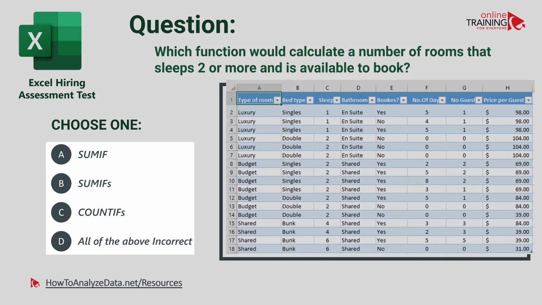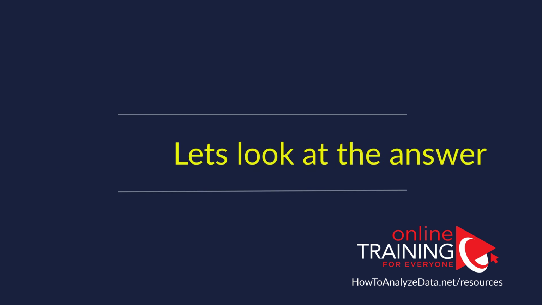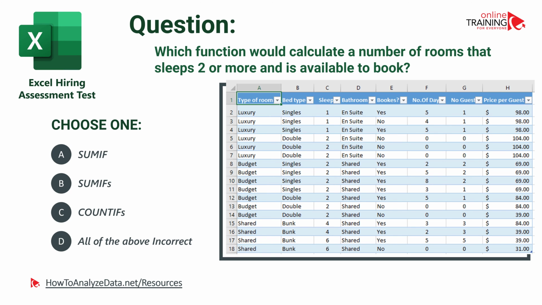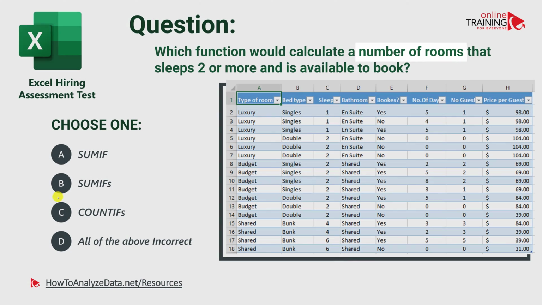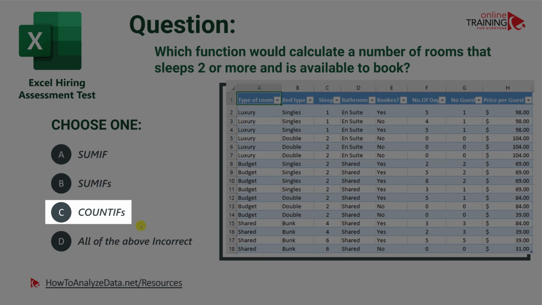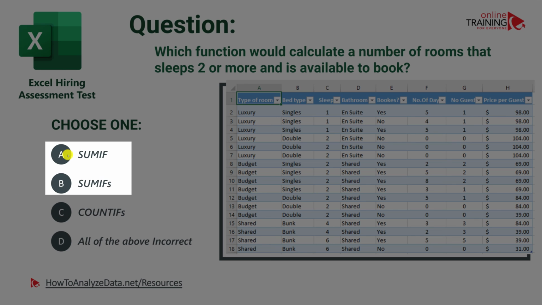Let's see if we can get to the correct answer together. A lot of times during the questions like this, you don't even have to know the syntax of the function. You just need to think logically, because we're being asked to calculate a number of rooms. The only function that is a valid choice here is function countifs, because that's the only function which calculates the count, and sum function calculates the sum of values, which would be an incorrect choice here.